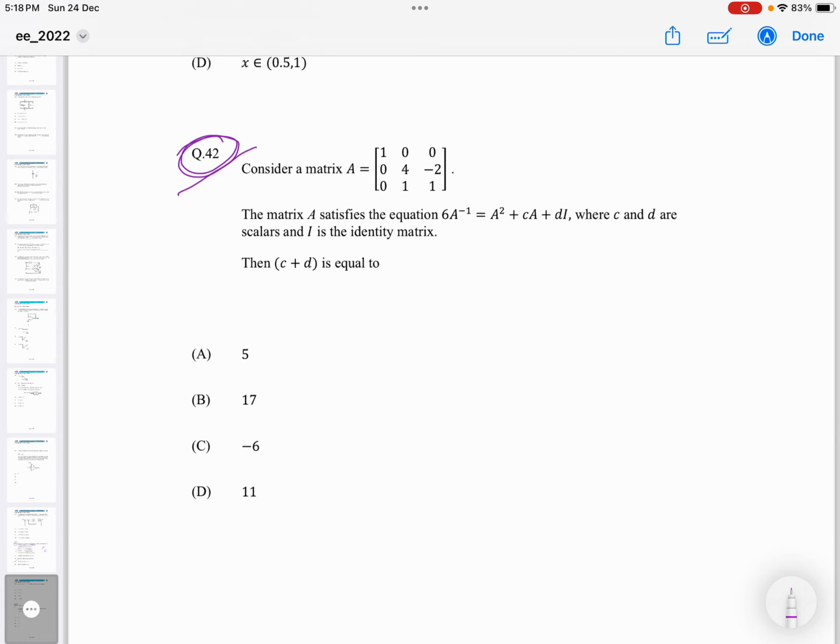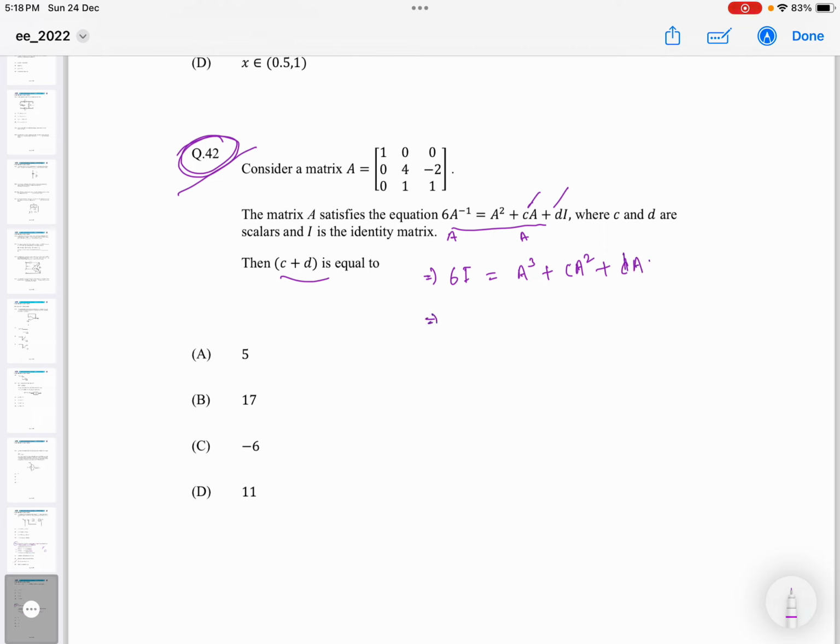Let's look at question number 42. We are given this matrix A and this relation, and we have to find C plus D. You can make use of the characteristic equation and multiply by A on both sides. What you are going to get is 6I is equal to A cubed plus CA squared plus DA.